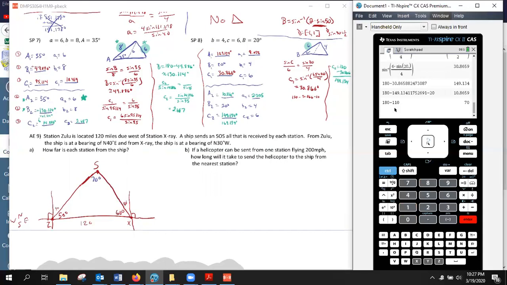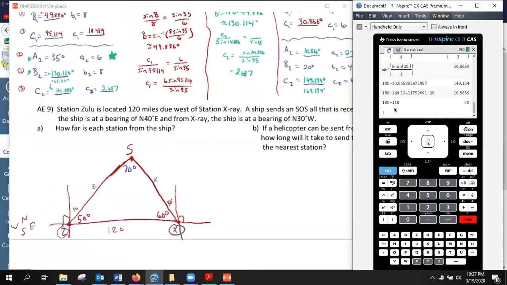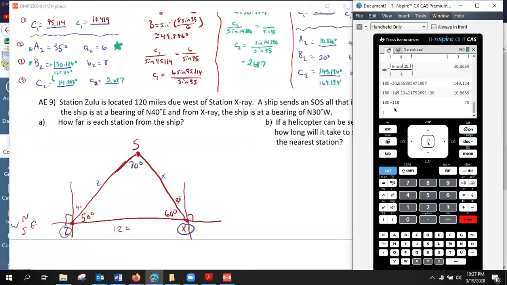And if I want to solve, I normally would call that X. I'm going to call that Z just because that's the distance from Zulu to the ship. I'm going to call this X because that's the distance from X-ray to the ship. So I'm going to break my own personal protocol, but that's okay because it makes more sense doing this. So what kind of triangle do I have to work with? I have an angle, side, angle. Because this is an angle, side, angle triangle, I'm not too worried about the ambiguous case showing up. So I'm just going to solve this like normal.